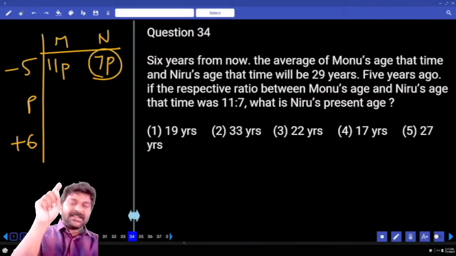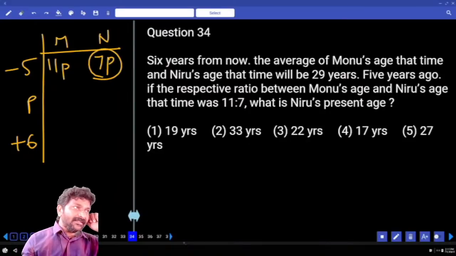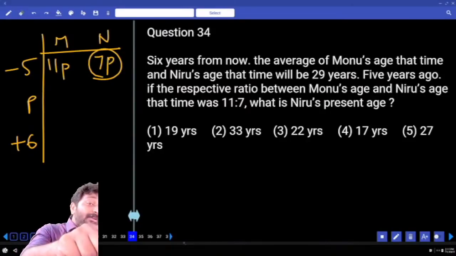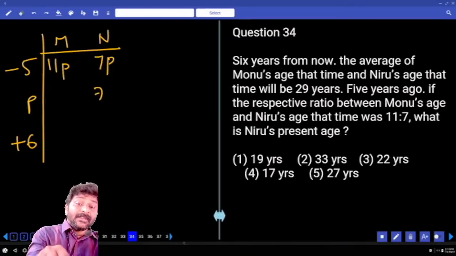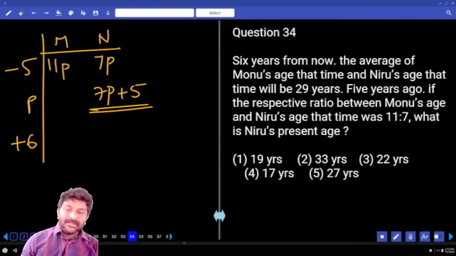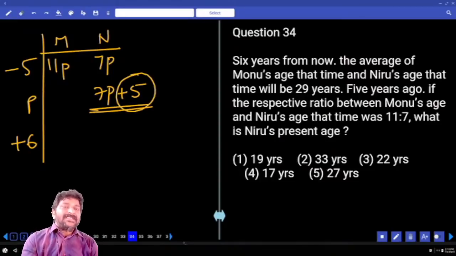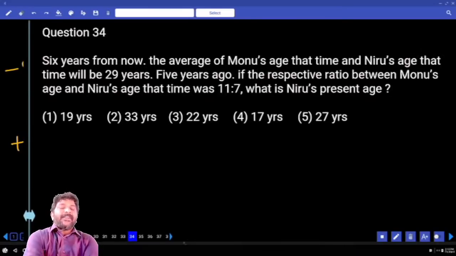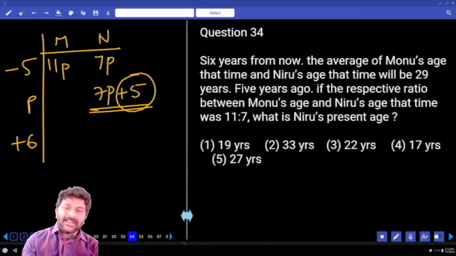So to get Neeru's present age, to her age 5 years back, which is 7 parts, how many years do we have to add? Come on. 7 parts plus 5, correct? That means your answer must be in the form of 7 parts plus 5 only. So from that, if you subtract 5, the answer must be which multiple? 7 multiple. Let's see that. First option minus 5. Possible? Yes. Second option minus 5, 28. 28 is a 7 multiple. Multiple options are there. So we have to calculate, correct?